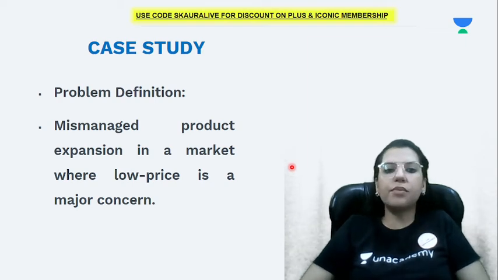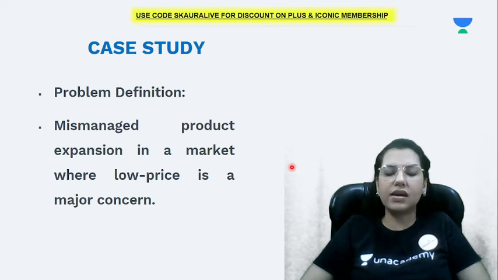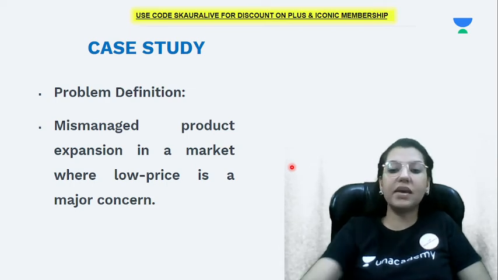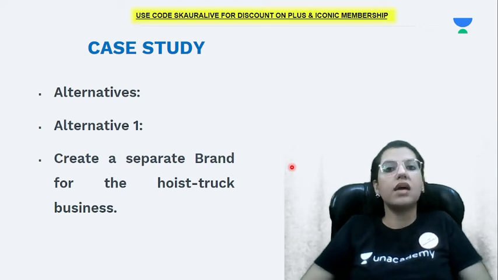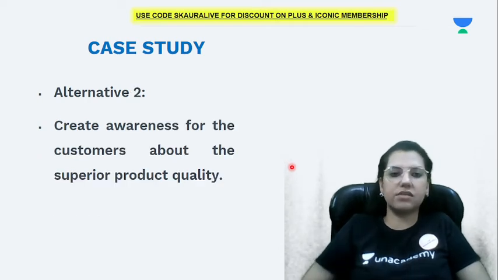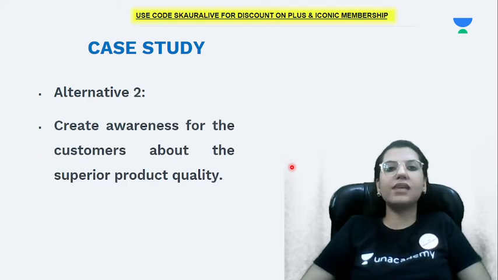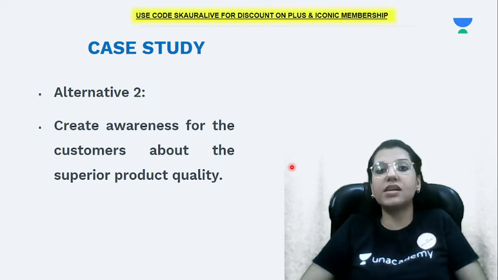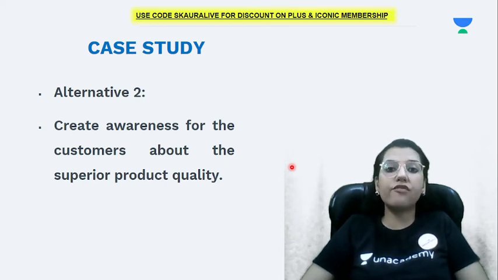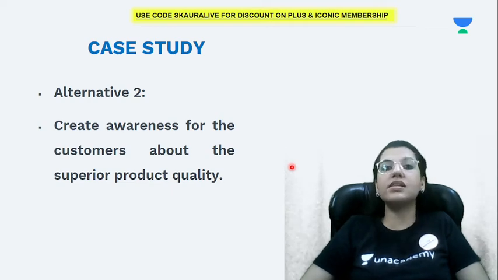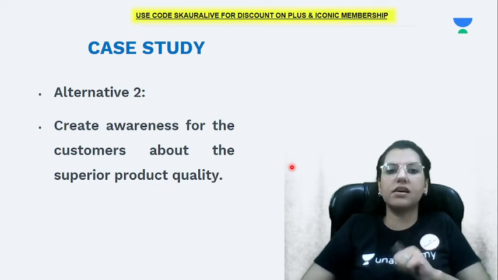Now define the problem. You said that the product expansion is mismanaged in the market. Their low price is a major concern. Suggest the alternatives. Create a separate brand for the hoist truck business. Create awareness for the customers about the superior product. Do some marketing that you are offering superior product quality and that is why you are charging.